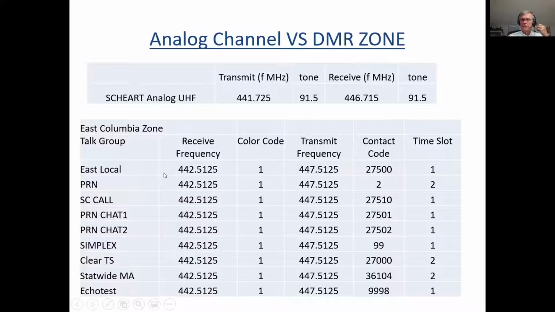If I want to talk multi-state in normal mode, like the PRN talk group that goes across parts of Virginia, North Carolina, and South Carolina, that digital contact code is just 2, but it's on time slot 2. So frequently we'll have someone talking locally in the downtown area on time slot 1, and somebody in the downtown area talking to somebody in North Carolina on time slot 2 at the same time, which is really cool. The other ones you see on the list are just other talk groups that are programmed in our system.